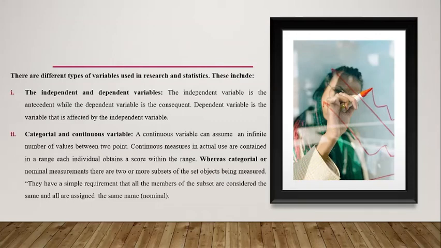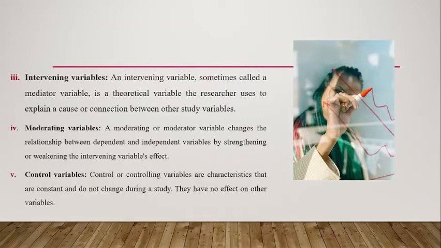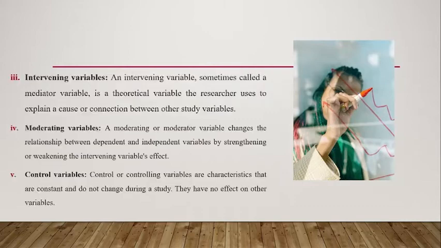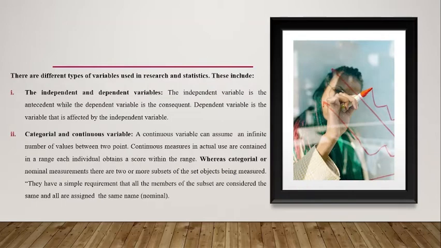There are different types of variables which are used in research and statistics. These include the independent and dependent variable, the categorical and continuous variables, the intervening variable, the moderating variable, the control variable, and the exogenous and extraneous variables. So let me explain one by one each of these variables. The independent and dependent variables.